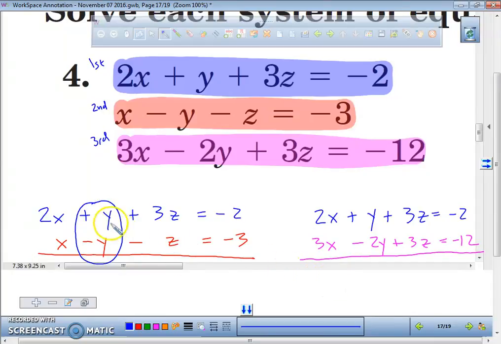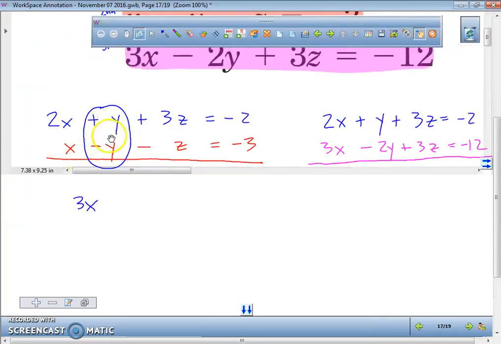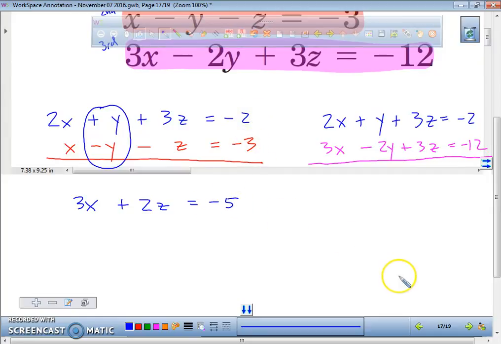One of the two. So right here, we have a positive y, we have a negative y. They zero out, and we have what? We have 3x, we have 0 y. So right. 3z minus z gives me a 2z. And a negative 2 and a negative 3 gets me a negative 5. Very good. Now, what did we eliminate here? We eliminated the y variable.